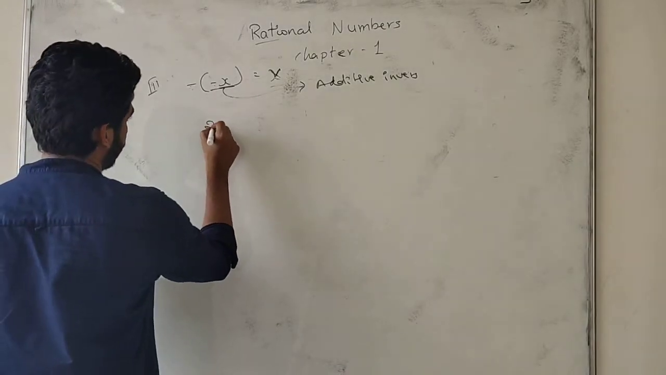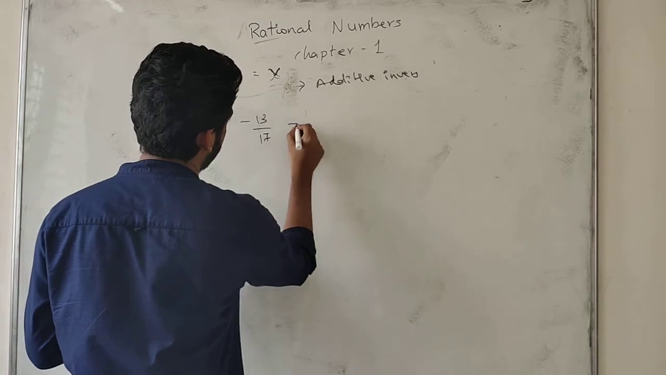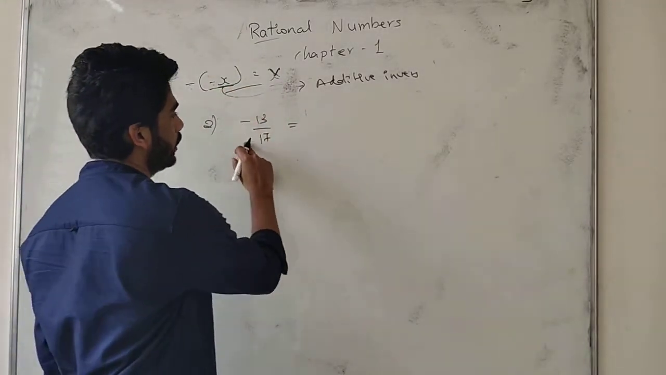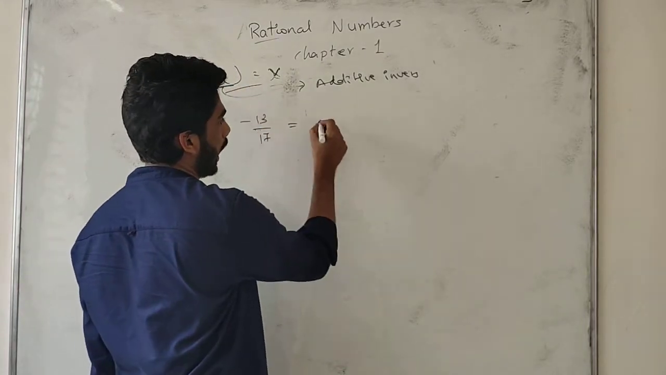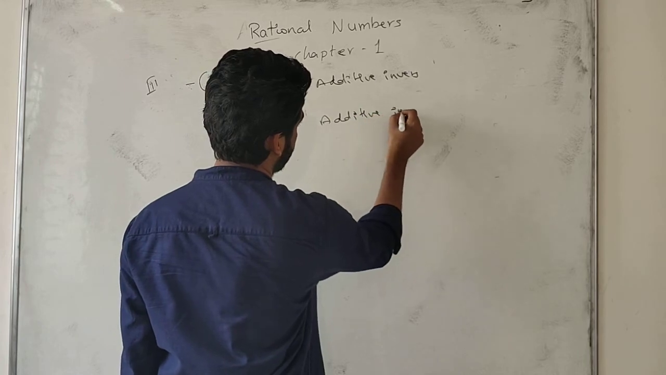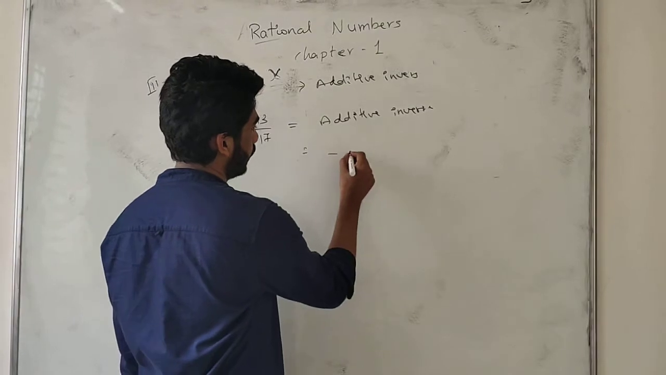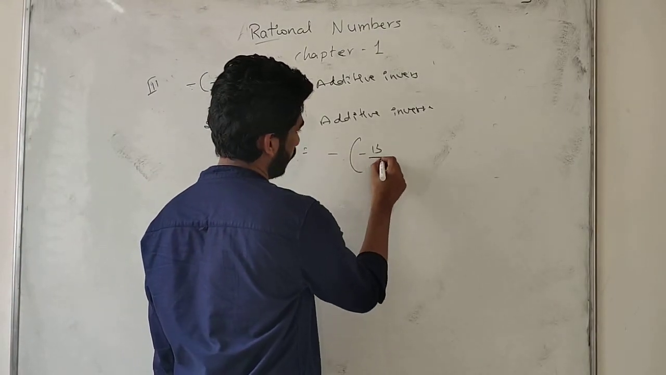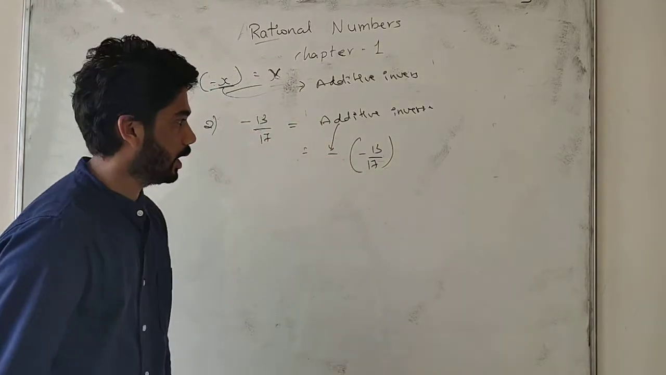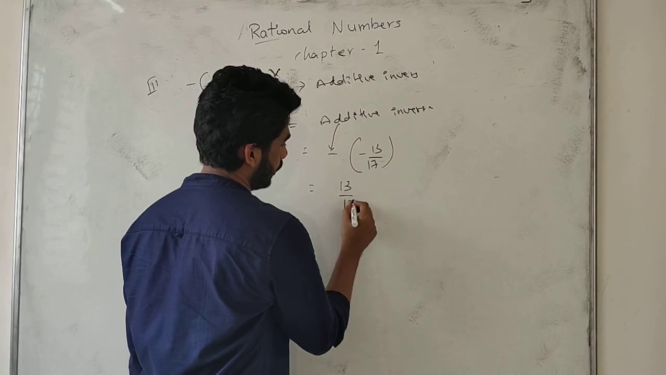So in this one, second one, minus 13 by 17. We have to prove this one is the right side. So next one, minus 13. If we take this one as an additive inverse, we can write it as minus of minus 13 by 17. Additive inverse means we have to change the sign. So what we get, minus into minus is plus 13 by 17.